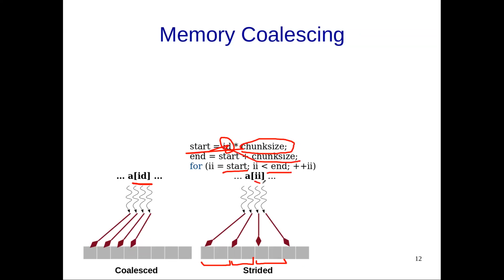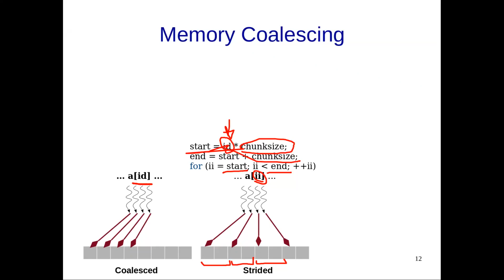Your access pattern is A of i, which is definitely dependent on the thread ID, but it is not that consecutive threads are accessing consecutive words. One thread is going to access the complete chunk of data, another thread is going to access the next chunk, and so on. This strided pattern can lead to uncoalesced memory accesses.